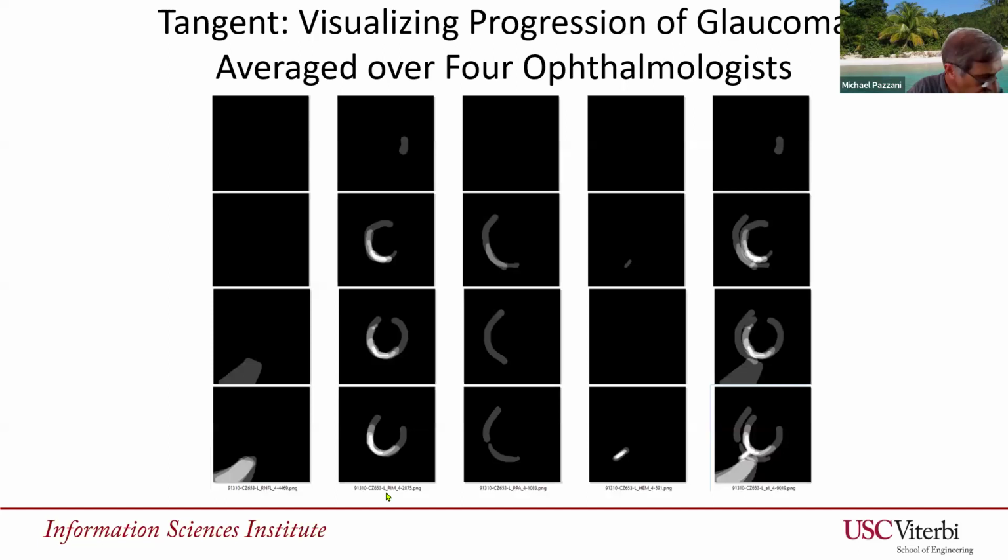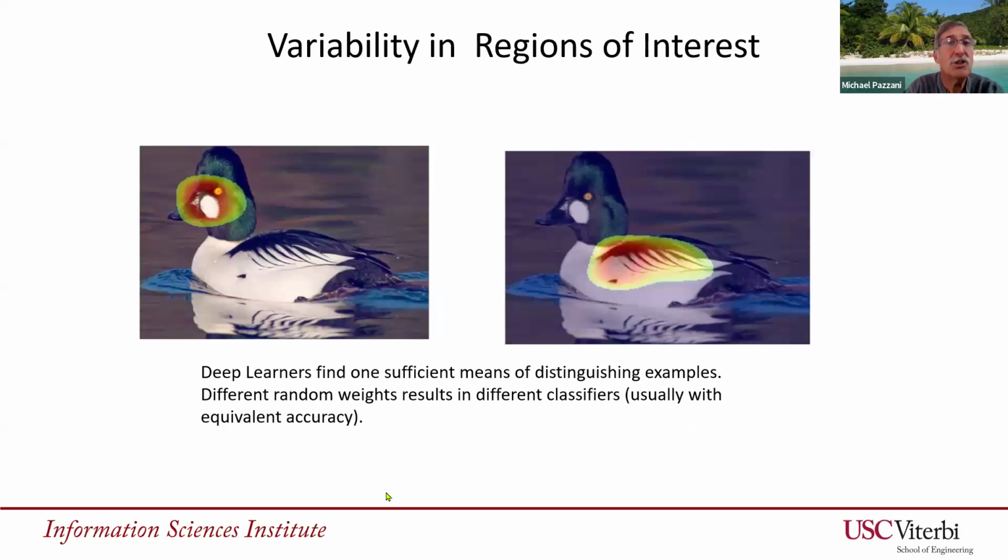So I'm going to talk about some other problems we've addressed and then go back to the ophthalmology. One problem we've addressed is variability in regions of interest. If you run your neural net and ask it to explain why it's a common golden eye, it might produce the explanation on the left. If you run a different neural net, just starting with different random weights, it might produce the explanation on the right. Each of those is somewhat useful, and you can argue it's done a good job, but it sure would be better if it did them both, which is what bird watchers usually do, than one or the other.